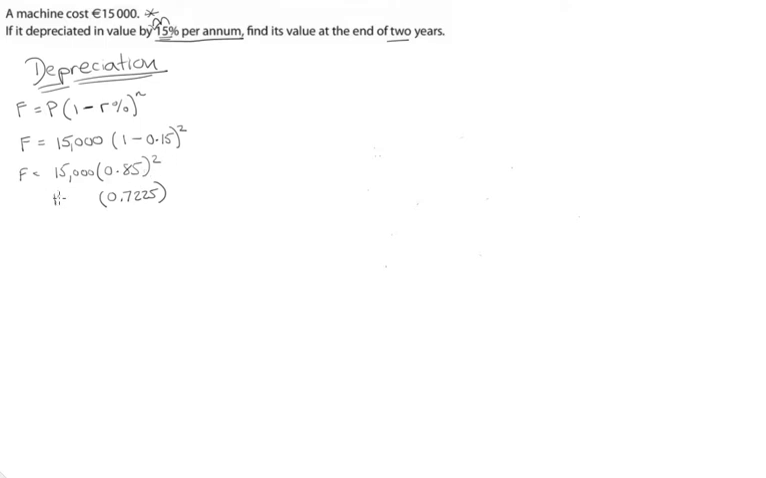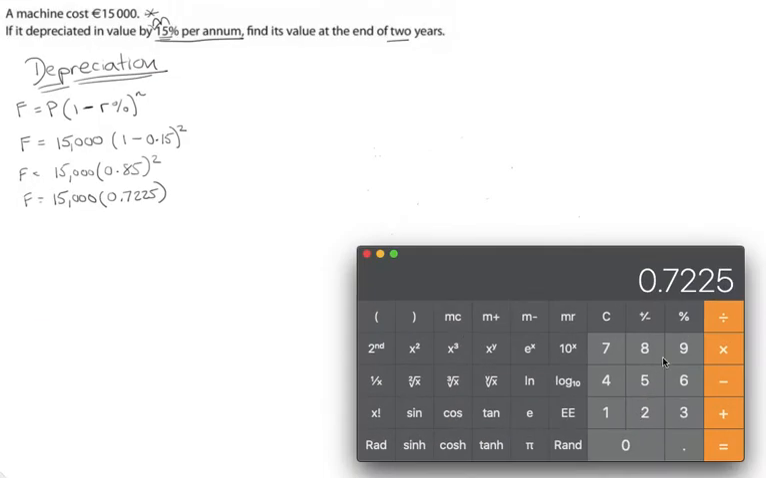Okay, the 15,000 is still here, and F is equal to it. Now, all we have to do is go back to our calculator, and we have this already here, so all I have to do now is multiply this by 15,000, and we find out that the value of the machine after 2 years is 10,837 euros and 50 cents.